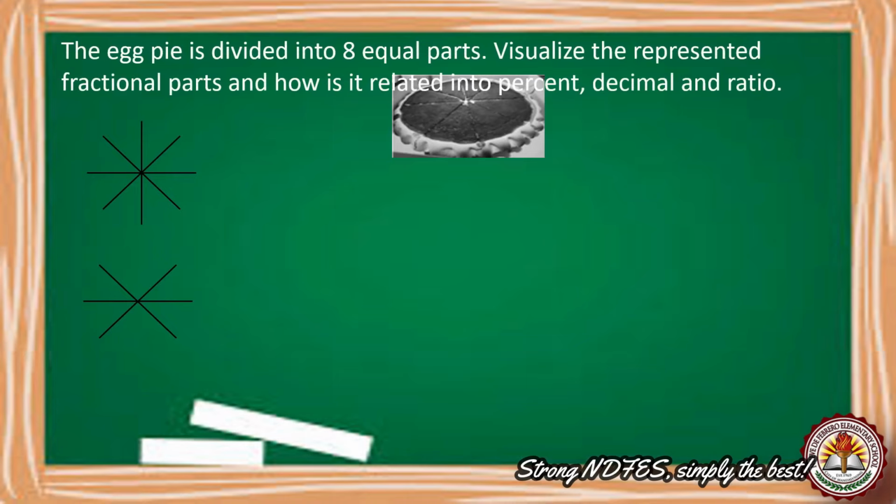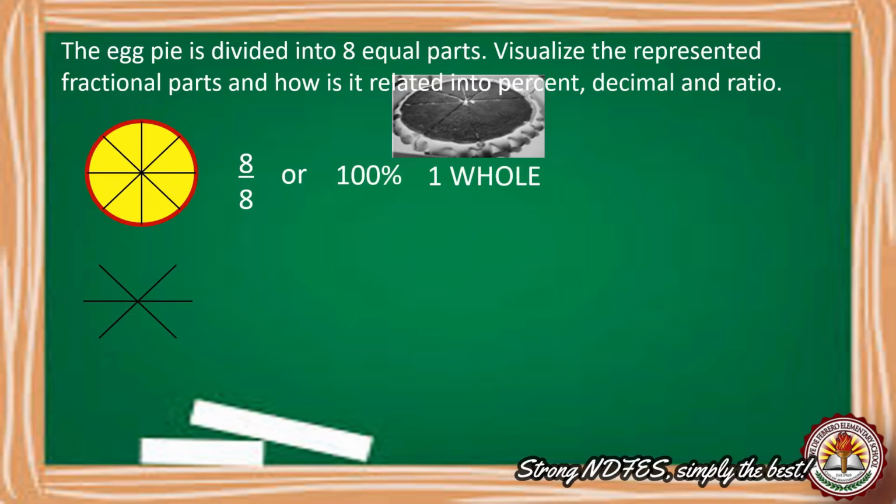The egg pie is divided into 8 equal parts. Let us visualize the represented fractional parts and how it is related to percent, decimal, and ratio. Suppose this is the egg pie, divided into 8 equal parts. So, in fraction, that is 8 over 8, or in percent, that is 100%, or simply 1 whole. Or in ratio, that is 1 to 1.